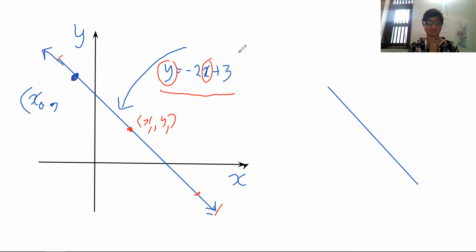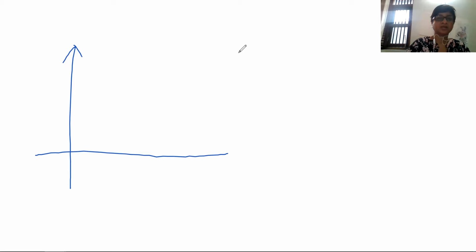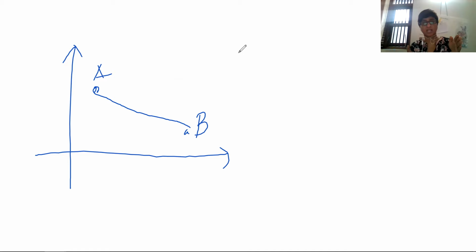For example, I can talk about something like this. Let me go to a new page. If I have a point A here and a point B here, I can talk about the line segment AB. Line segment AB is a finite line, a line of finite length, that means.